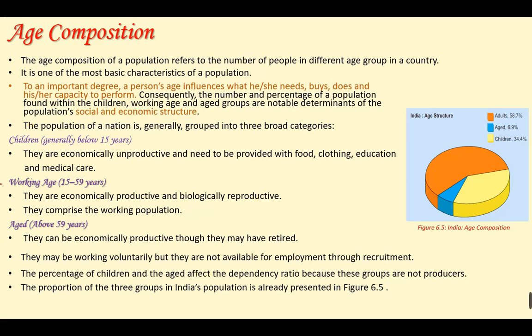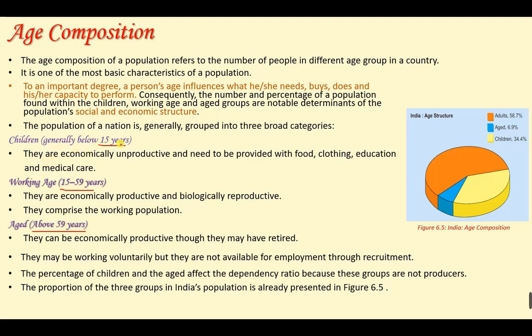The population of a nation is generally grouped into three broad categories. These broad categories are the children, generally below 15 years, working age, 15 to 59 years, and the aged group above 59 years, that is 60 and above.